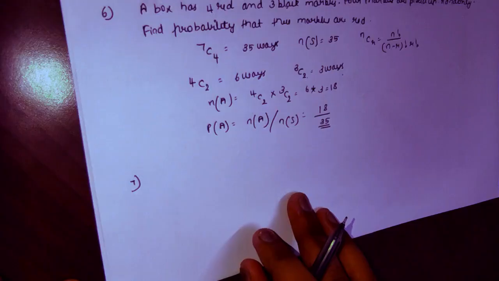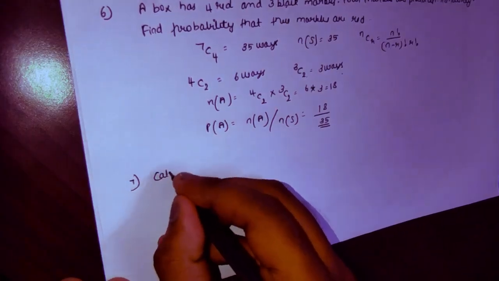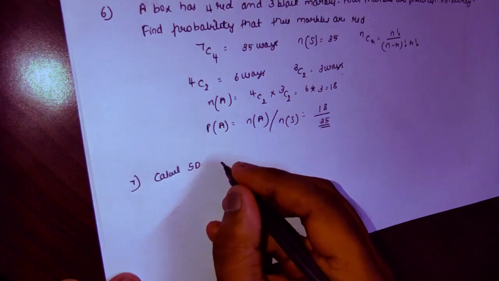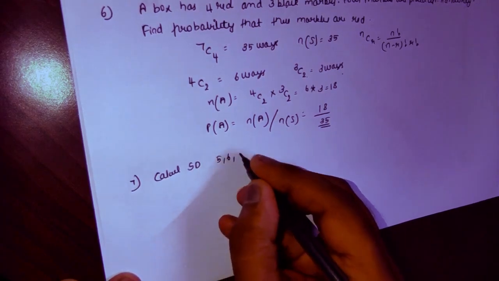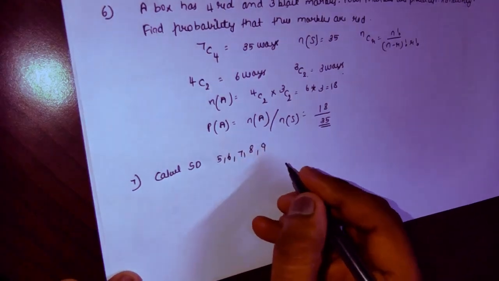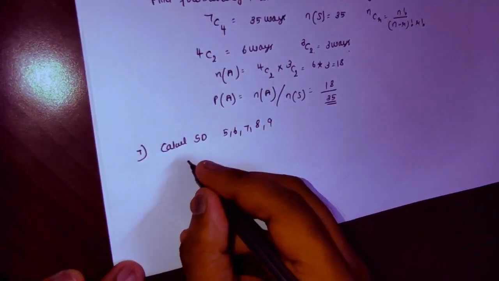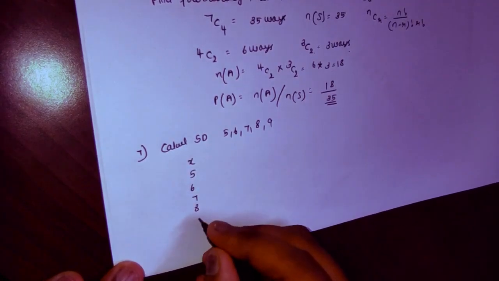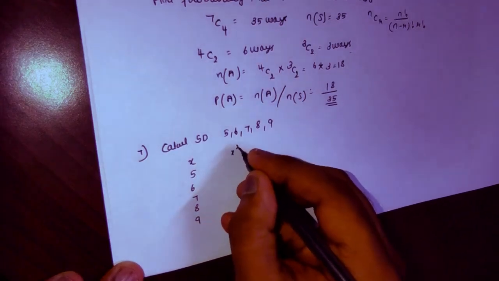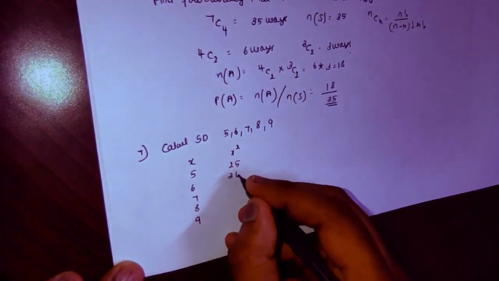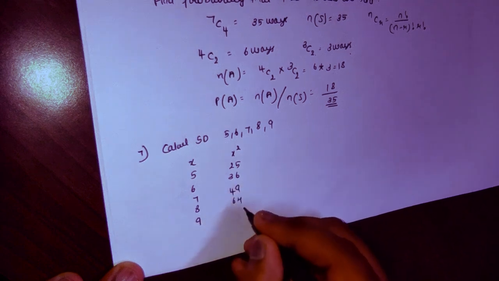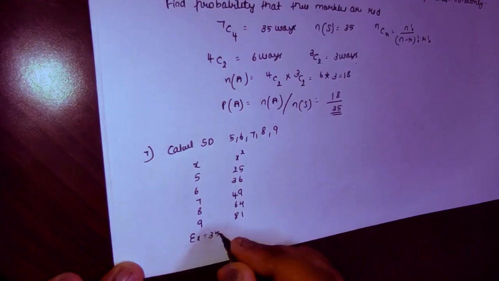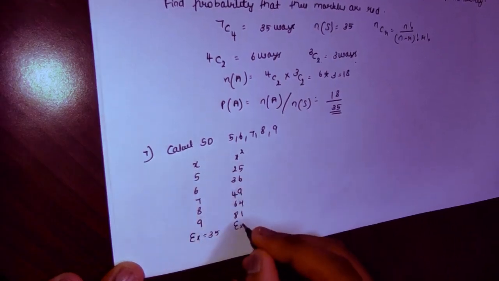We will find the 7th question. Calculate the standard deviation. Scores are given: 5, 6, 7, 8 and 9. We'll write x, that is 5, 6, 7, 8 and 9. We'll find x square here, that is 25, 36, 49, 64 and 81. Summation of x is 35. You have to add all the values of x. Summation of x square is 255.